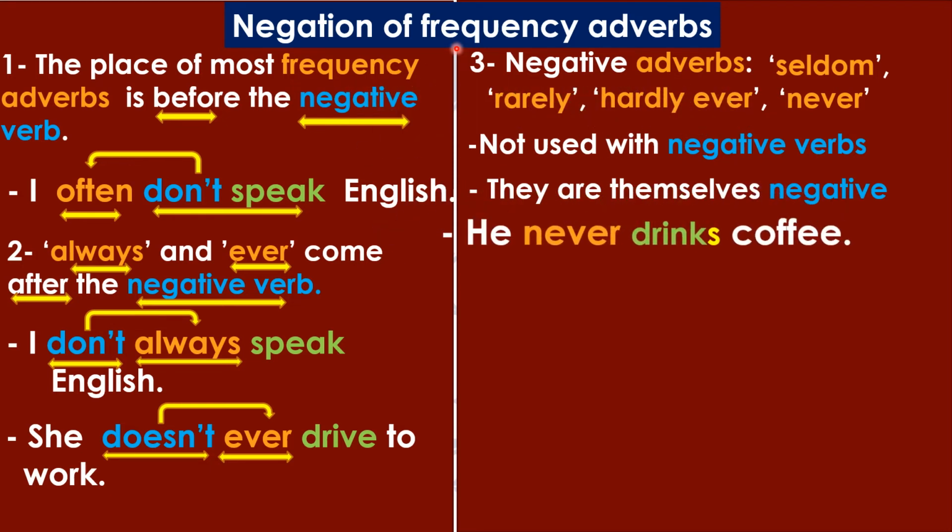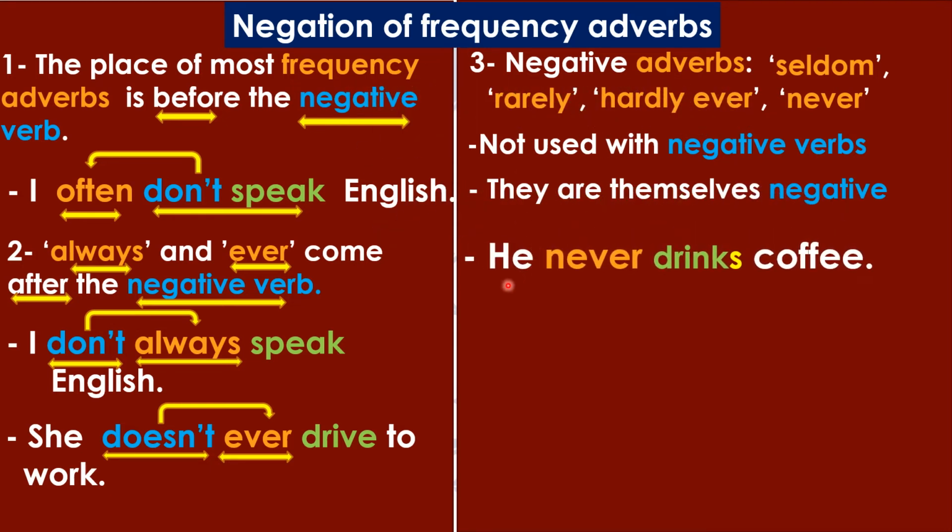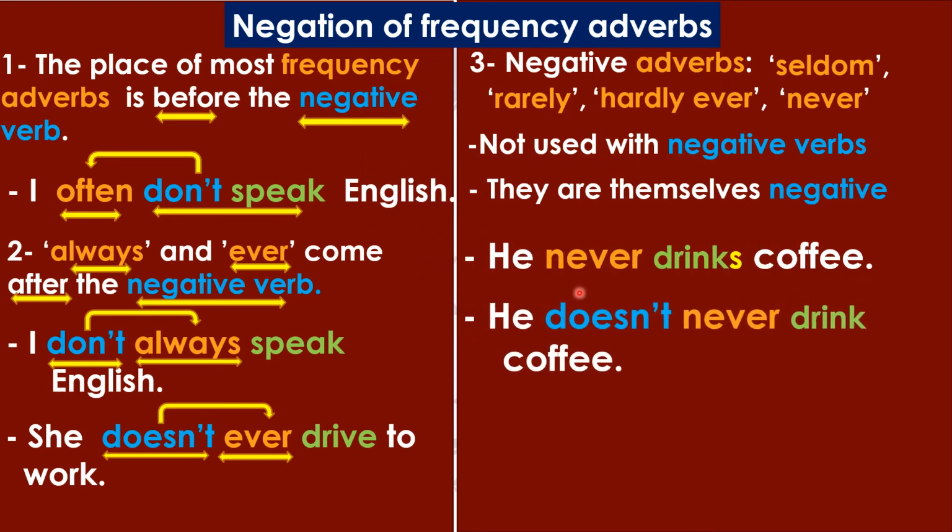Let's have a look at some examples. He never drinks coffee. Okay, here we don't say he doesn't never drink coffee. We don't use doesn't. This is wrong. Okay, so this sentence is wrong. I must say he never drinks coffee.